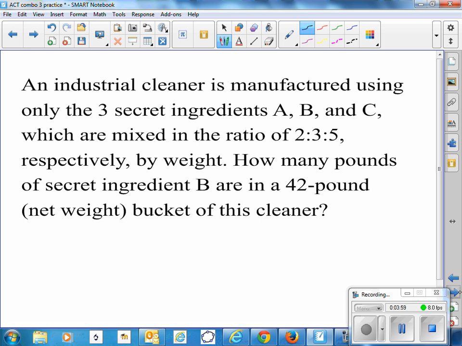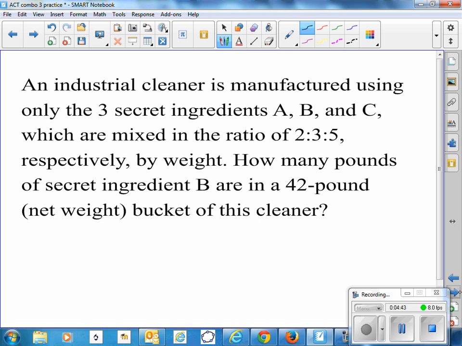An industrial cleaner is manufactured using only the 3 secret ingredients, A, B, and C, which are mixed in the ratio of 2 parts to 3 parts to 5 parts, respectively by weight. So like they would put 2 pounds of this, 3 pounds of the other, and 5 pounds of the third one. How many pounds of secret ingredient B are in a 42-pound net weight bucket of this cleaner? So if all of the weights add up to 42 pounds, how much of the B did we put in?